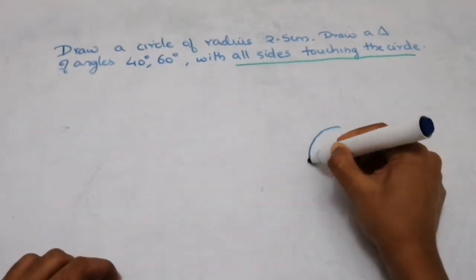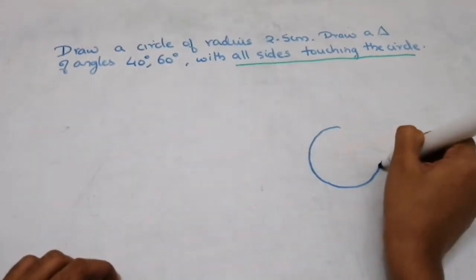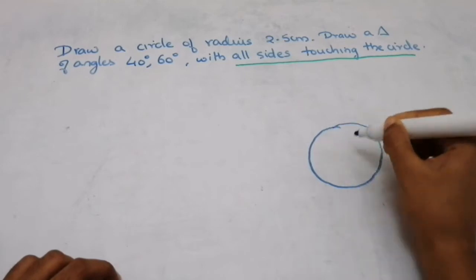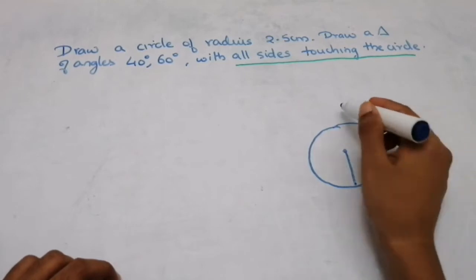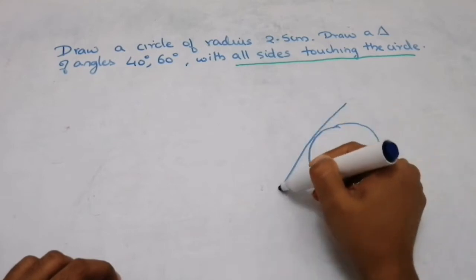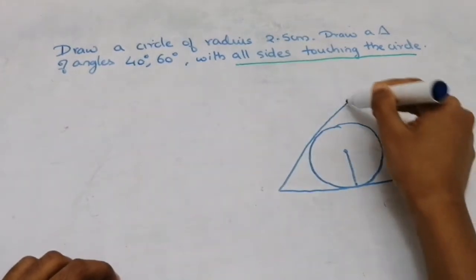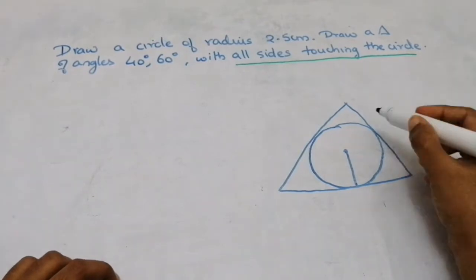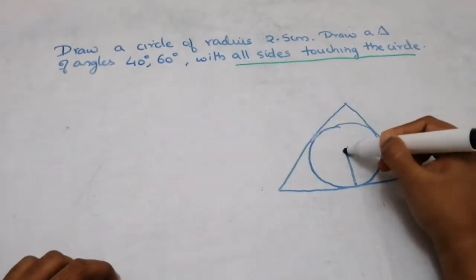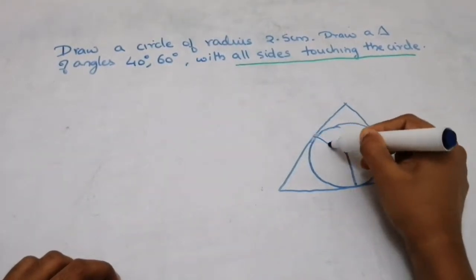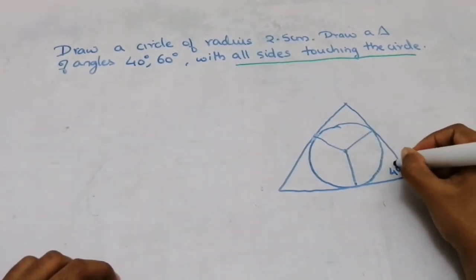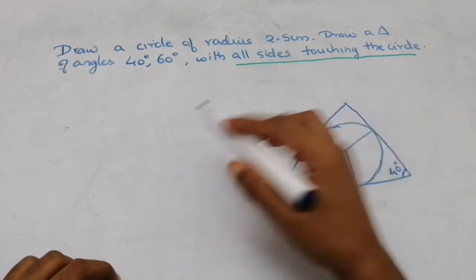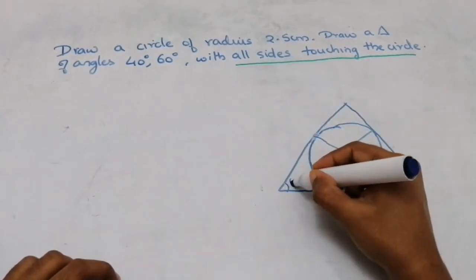My figure has a circle first, which is of radius 2.5 cm, and then just draw a line like this. Okay, now we have a triangle here. Very rough figure first we have to draw. Okay, this is the figure, and we know this is one radius and this is another radius, and one angle is given as 40 degree, triangle angle. Draw a triangle of angles 40 degree, and this angle is 60 degree.